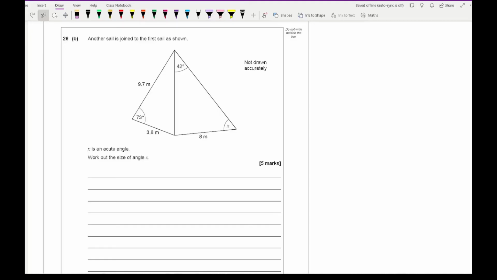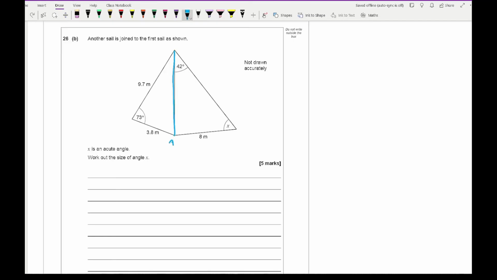Now, in terms of 26b, it says that another cell is joined to the first cell as shown, and the question is asking us, with x being an acute angle, work out angle x. So first things first, in order to work out angle x, I need to know what another side of the triangle of this second cell is going to be. Now, the only side that's joined to that original cell is this one here.